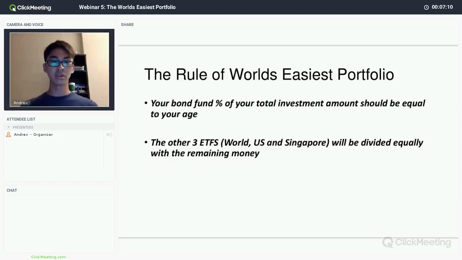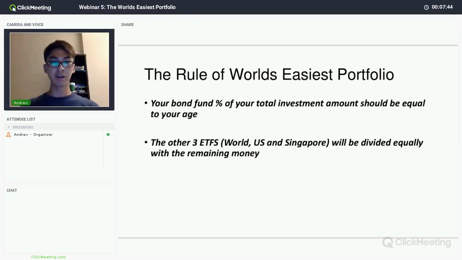So the rule of the world's easiest portfolio is that your bond fund percentage of your total investment amount should be equal to your age. So what does this mean exactly? It means that if you are 30 years old and you're investing $1,000 as investment capital, then $300 will go to bonds and $700 will go to ETFs.